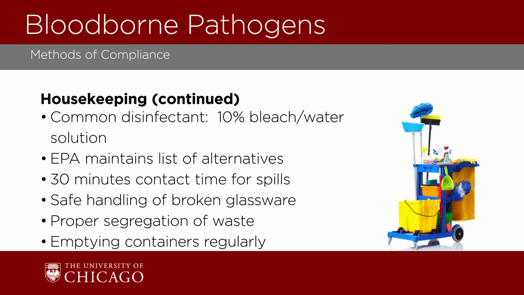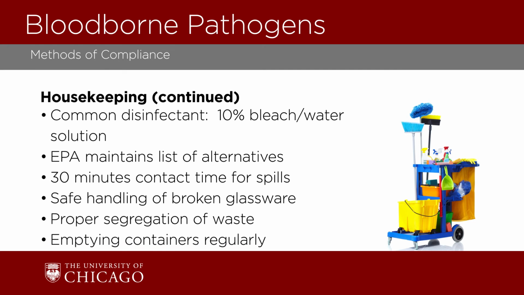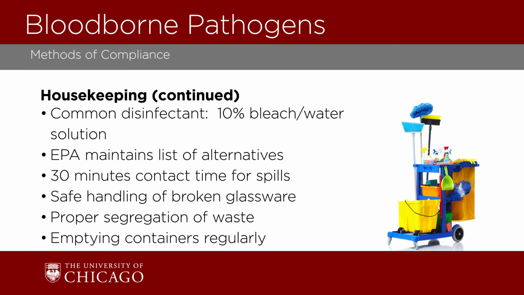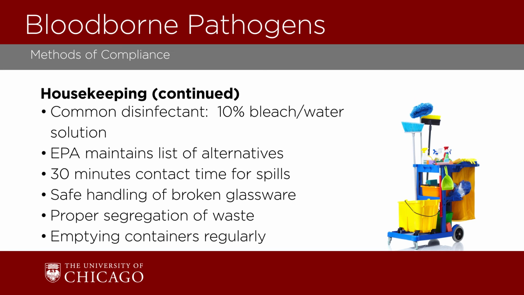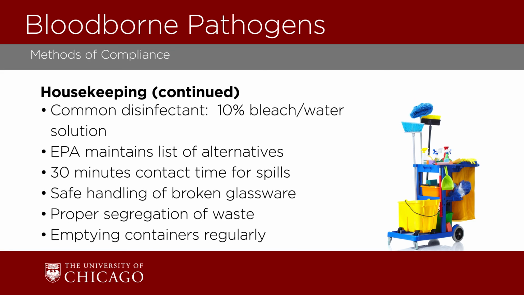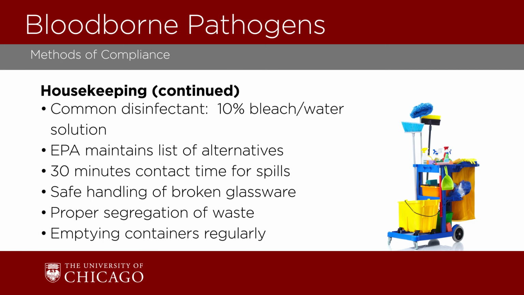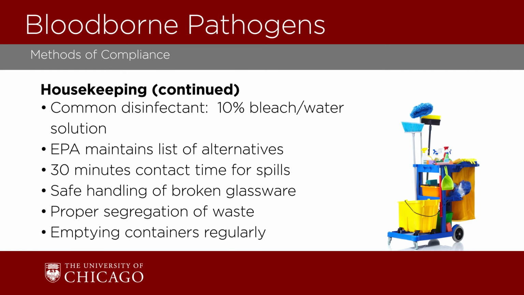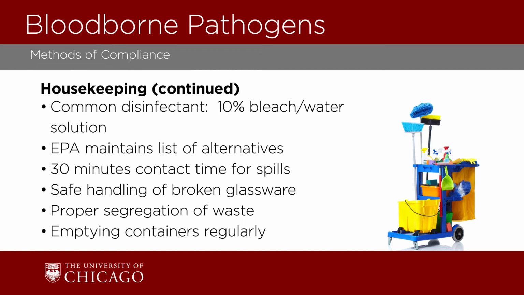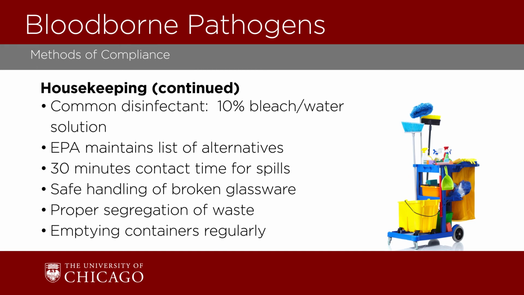As an alternative to a bleach water solution, the Environmental Protection Agency, EPA, maintains a list of EPA-registered antimicrobial products effective against certain bloodborne pathogens. Registered products effective against HIV and hepatitis B can be found at epa.gov under List D.